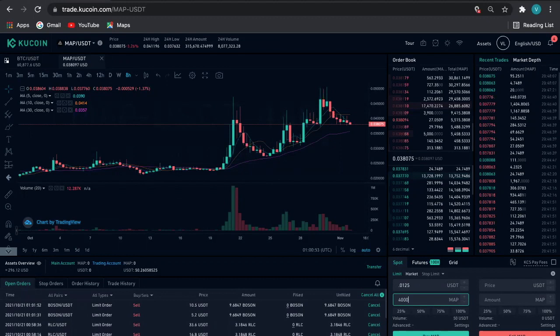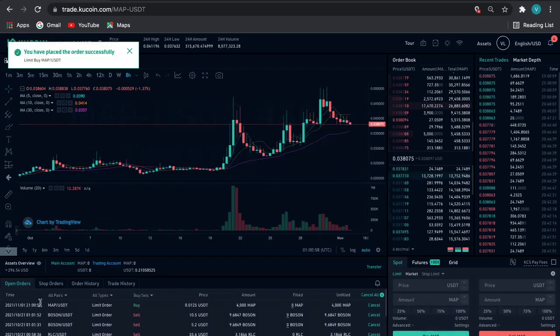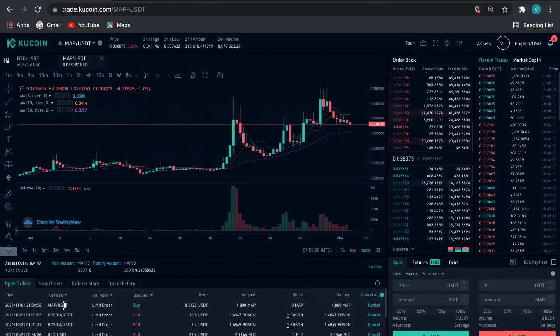So when I place this buy, guys, you'll see right here my open orders. I have MAP USDT. It's an open order. It hasn't been fulfilled yet. That means I haven't actually bought any MAP. I just placed a pending order, a future order to purchase MAP at the price of 1 cent, 0.0125 USDT. And right now MAP is currently at 0.038. So like I said, this is for the more conservative trader, guys, the less risky trader.